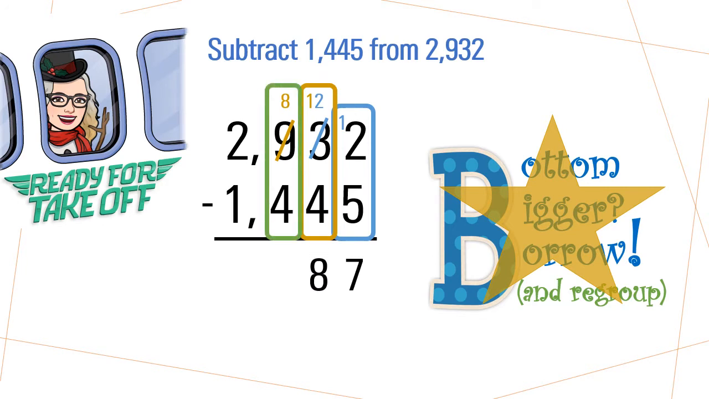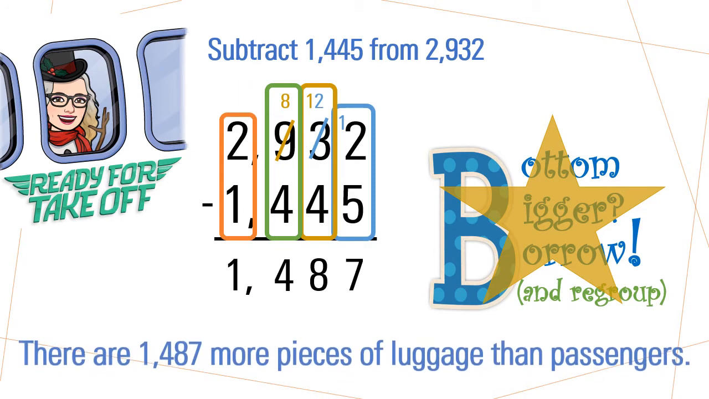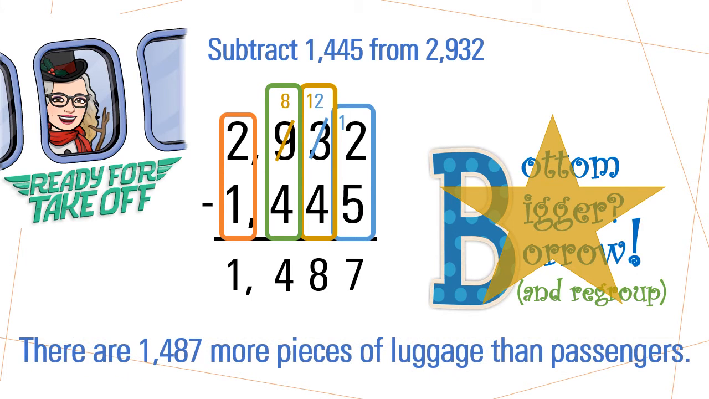Now when I move to the hundreds column, I see that 4 is less than 8. So I am simply going to subtract 8 minus 4 to get 4. And finally, we're going to move into the thousands column. And 1 is less than 2, so I can simply subtract 2 minus 1, and that gives me 1. So the answer to my word problem is there are 1,487 more pieces of luggage than passengers.